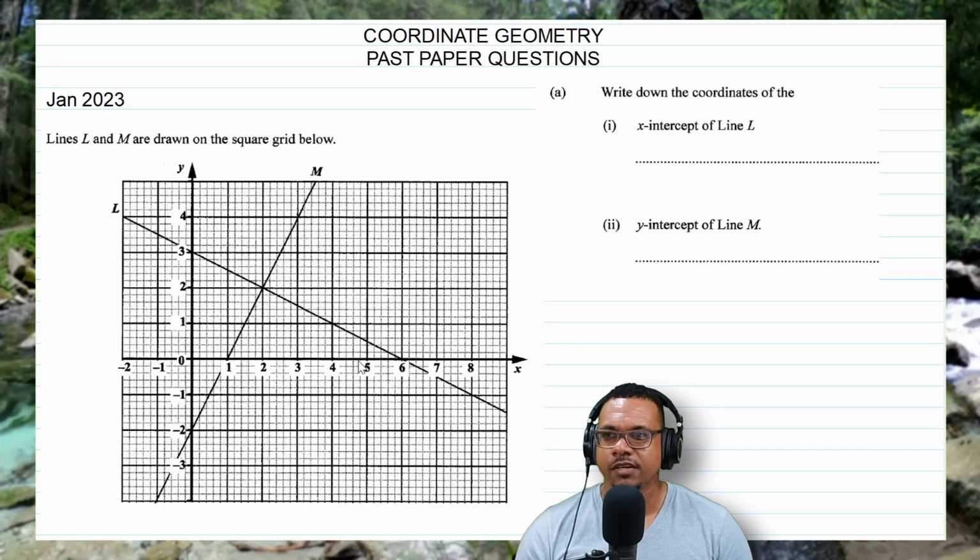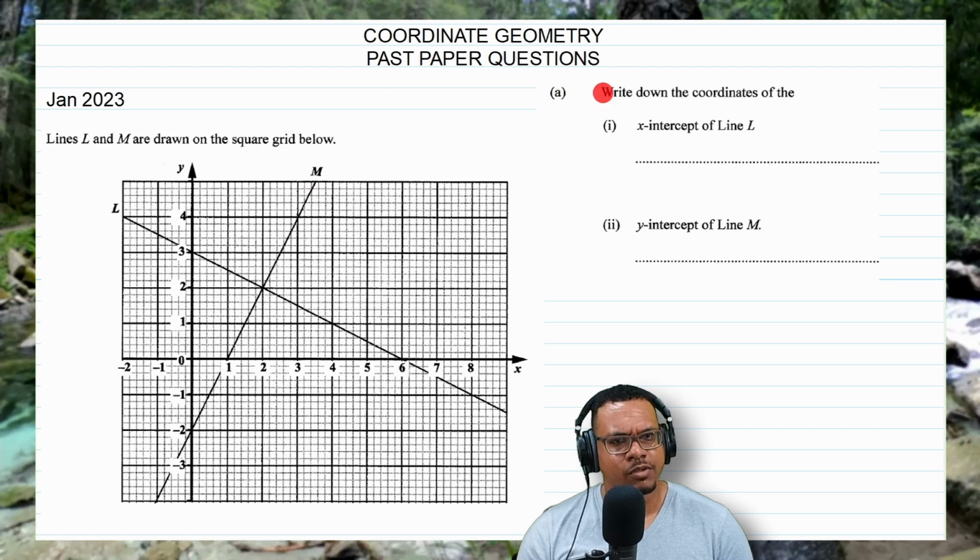In this video, we are going to look at some past paper questions on coordinate geometry. So first, we'll start with January 2023. We have lines L and M drawn on the square grid below. So this is the Cartesian plane here. We have line L and line M.